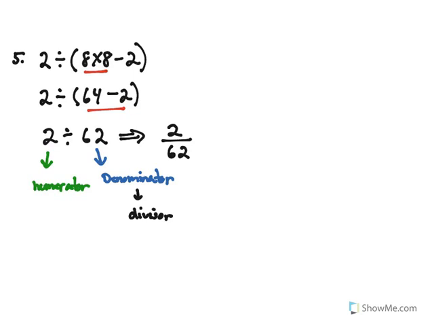And then if you reduce this, you notice that 2 and 62 are even numbers, and they're both divisible by 2. So 2 divided by 2 is 1. 62 divided by 2 is 31. So my reduced fraction is 1 over 31. So you just have to be careful on how you interpret 2 divided by 62. Okay? So that would be the answer for that one. Okay? And let's go ahead and do another one.